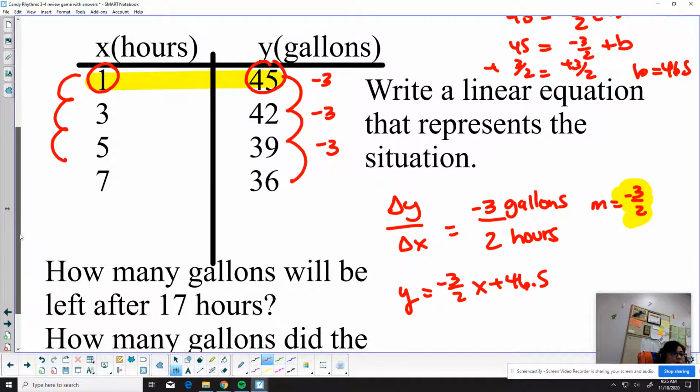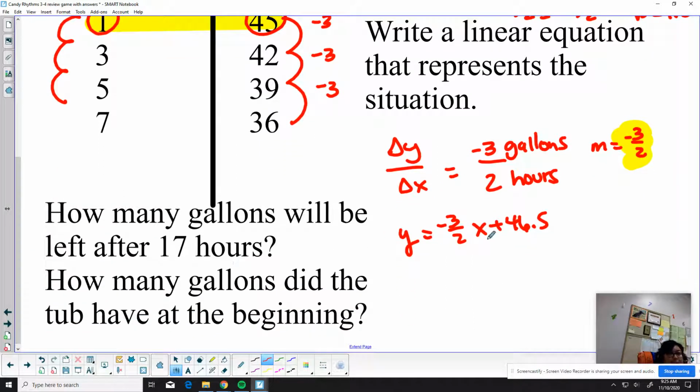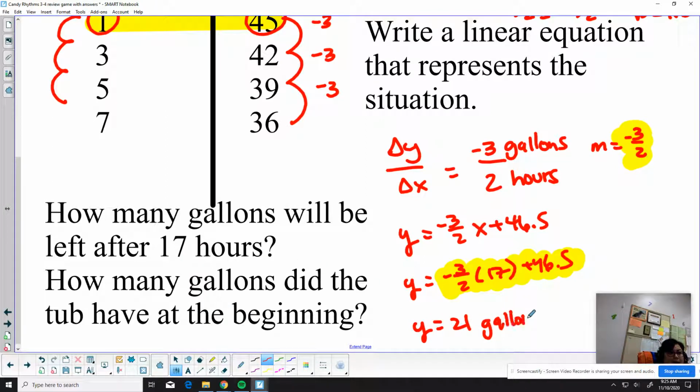Then it says how many gallons will be left after 17 hours? Well, x is hours. So if I put 17 in there and just use PEMDAS or my calculator, this side will give me how much will be left. So let's see. So -3/2 multiplied by 17 plus 46.5. That's 21. So that means there'll be 21 gallons left after 17 hours. And we already said that in the beginning because we found the b. So there was 46.5 at the beginning.